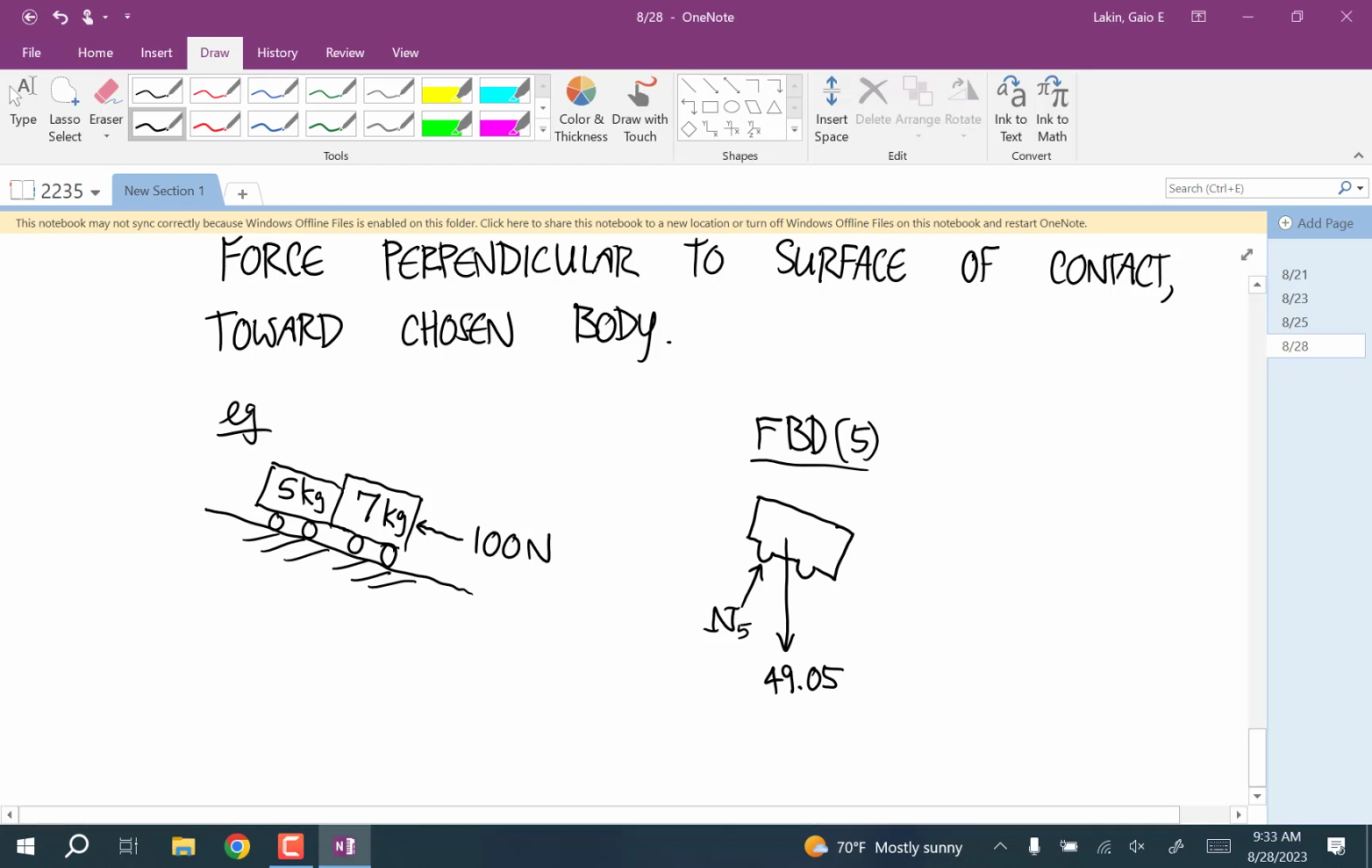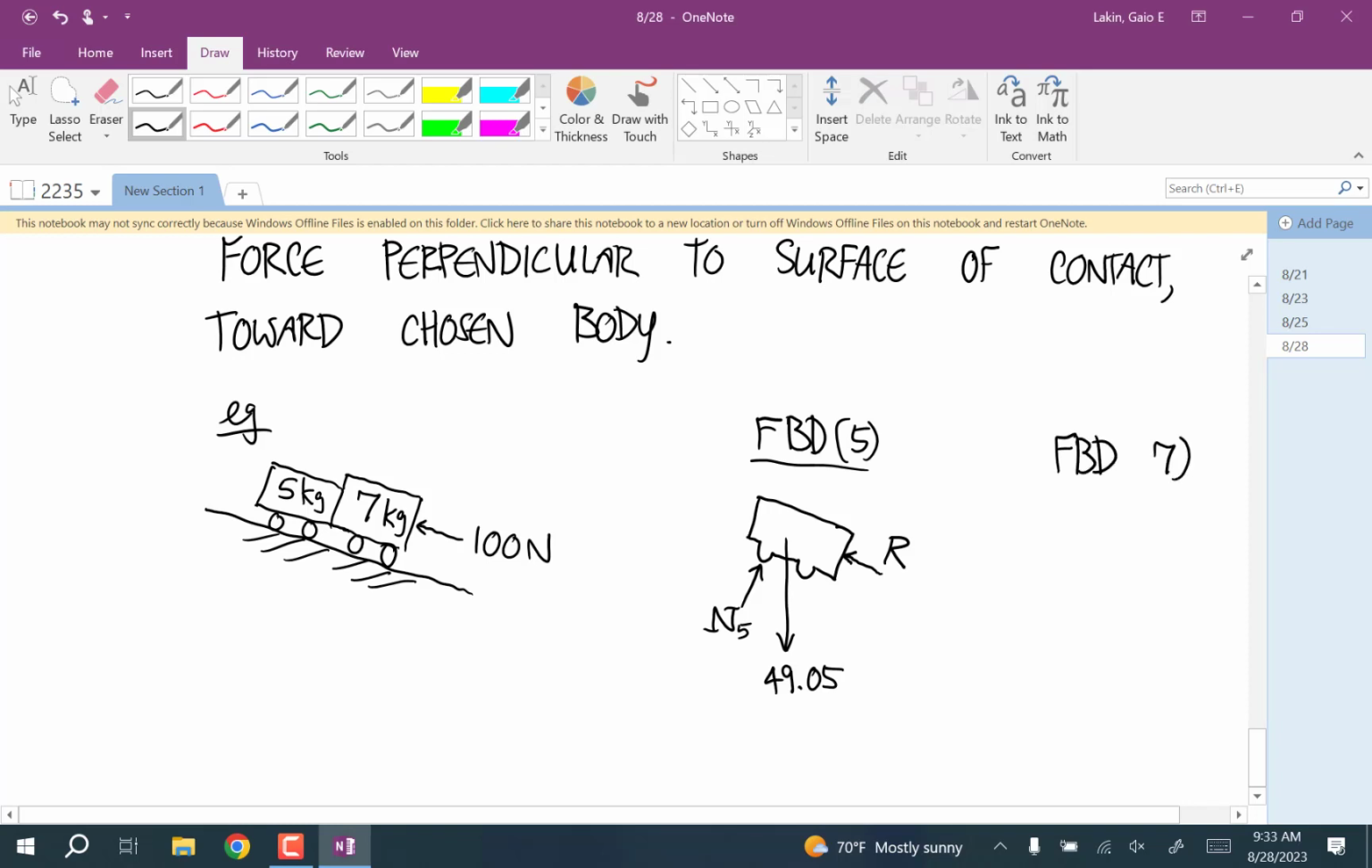Then there's a pushing contact on the 5 from the 7. So that's perpendicular to the surface of contact toward the chosen body. I'll call that R. That 100 isn't acting on the 5. It's not acting on the boundary of 5, so that stays out of there.